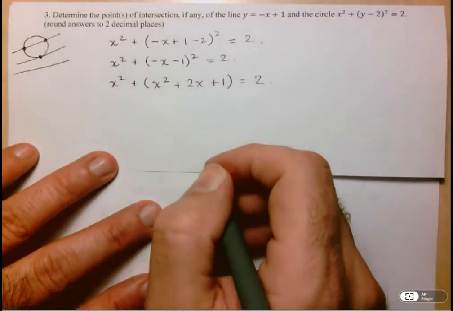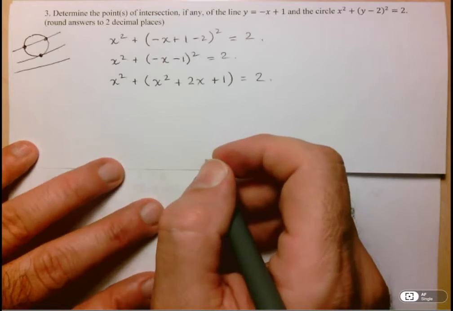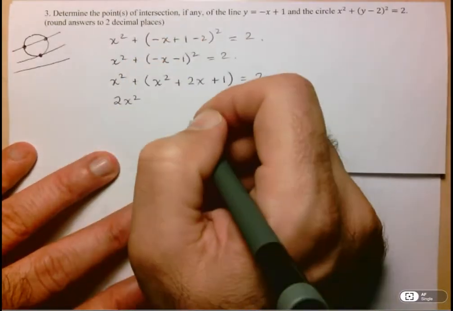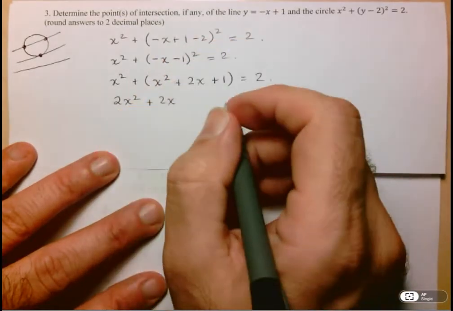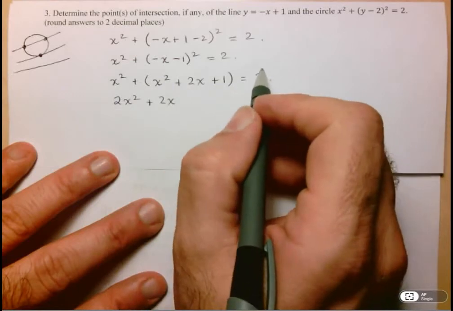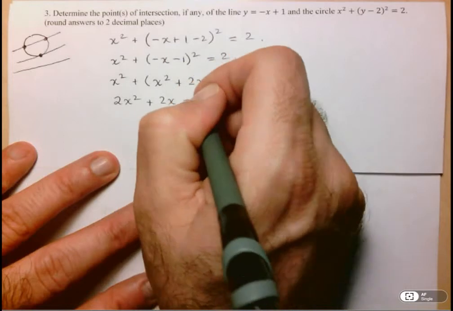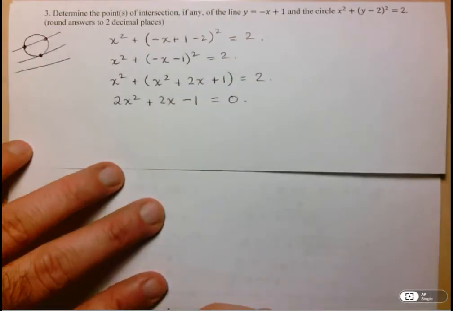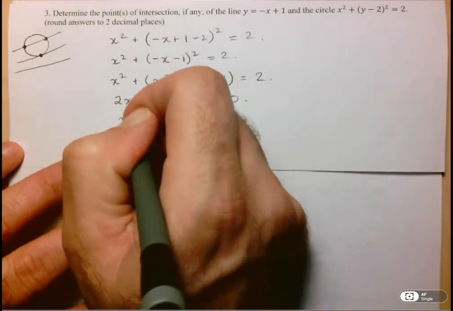Now let's simplify and get everything on one side of the equation. We've got x squared plus x squared, so 2x squared. Then plus 2x, and plus 1, but we're also bringing this 2 to the left side, so 1 minus 2 is negative 1, equals 0. Now we have it in the form we need to be able to use the quadratic formula.